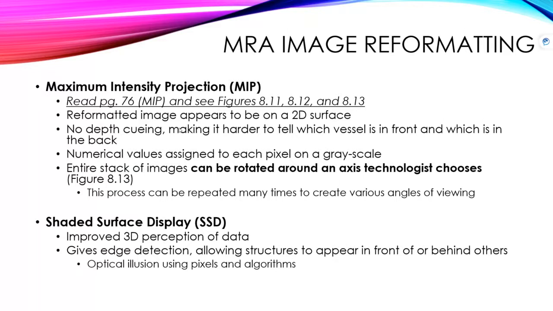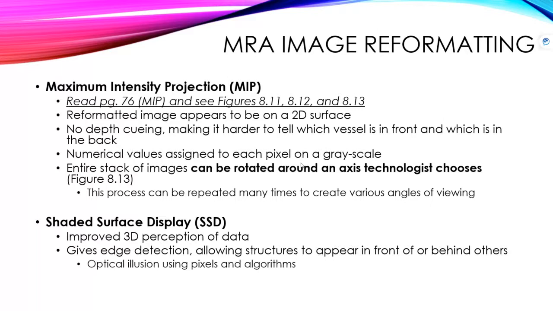So what we do with MIPing is we reformat images to make them look like they're on a 2D surface. So there's no depth cueing, really. It's hard to tell which vessels are in front of other vessels and which are behind. And the way that MIPing happens is there's numerical values that we assign to each pixel on a grayscale, similar to data acquisition. That's on figure 812.